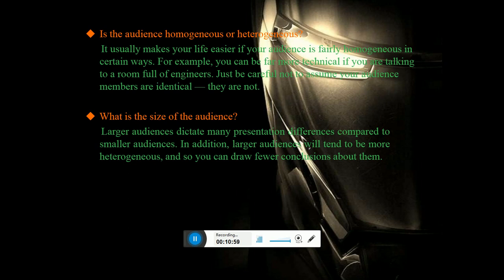For example, you can be far more technical if you are talking to a room full of engineers. Just be careful not to assume your audience members are identical. They are not. What is the size of the audience? If your audience is small, you have to go with small factors of individuals, but in addition a larger audience will tend to be more heterogeneous.